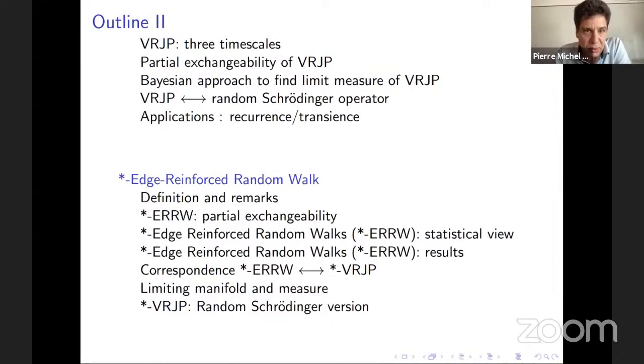So what we are going to do today: first we discuss the Bayesian approach to find the limit measure. You see that in some sense it is simpler, but a little bit twisted, so it's really interesting. Then we discuss another approach for describing that limit measure, which goes through a random Schrödinger operator, which is independent at distance greater than or equal to 2. Then we'll discuss applications to recurrence and transience, and then the star edge reinforced random walk and its properties.